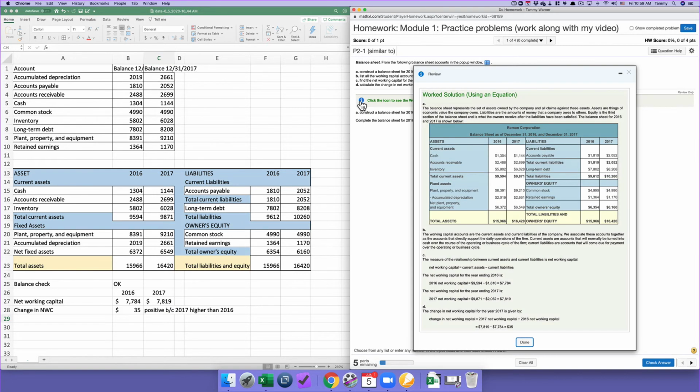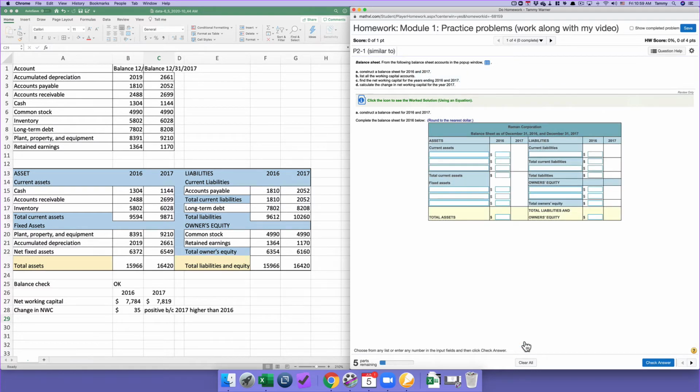Okay, so let's look at the worked solution, which I get to do and I don't think you can. So, yay, we got it right, $35 positive, okay? So that's how you do the first of the practice, okay? And for your actual graded homework, you'll have to do something similar, okay? Now that you've got this all worked out over here in Excel, now you enter your data over here, and you don't have to like type in the words, right?